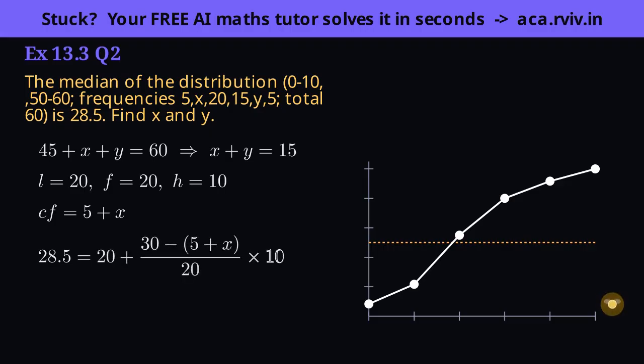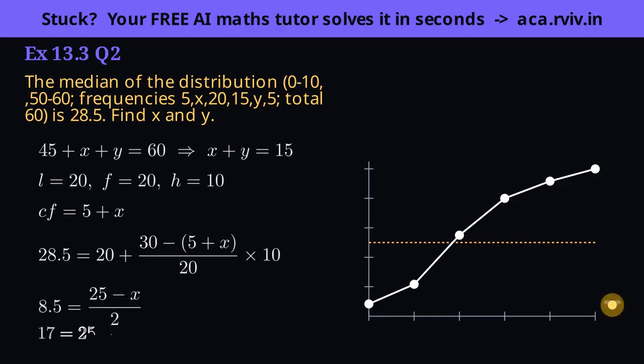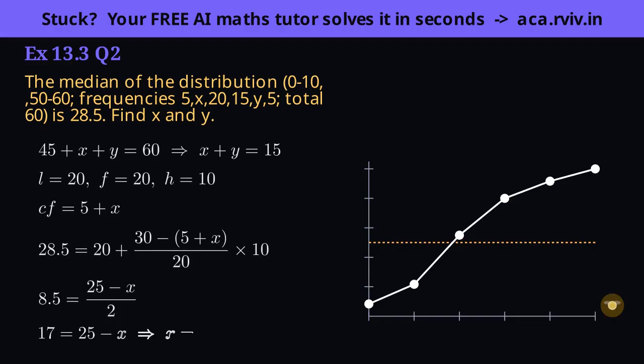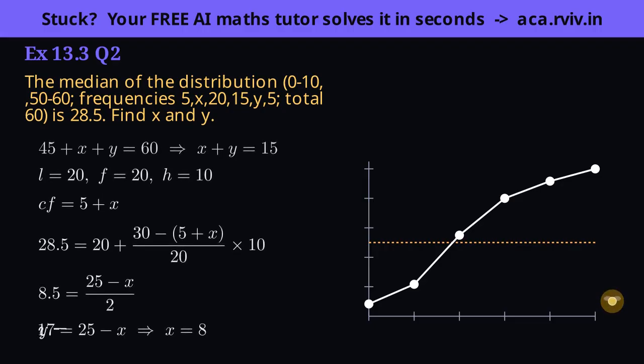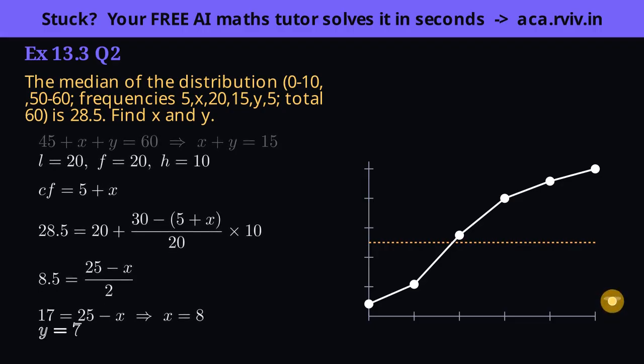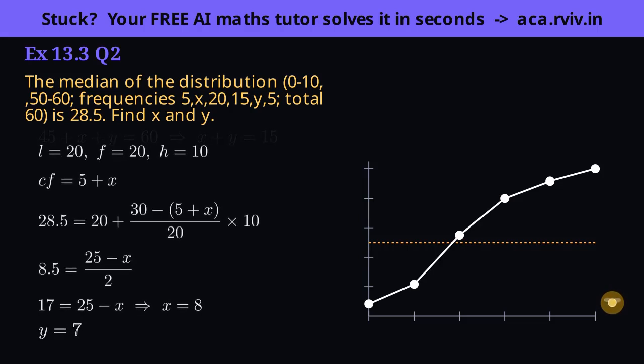N over 2 is 30. Subtract 20 from both sides and simplify the bracket. The 10 over 20 halves things, leaving 8.5 equals 25 minus x, all over 2. Multiply both sides by 2. 17 equals 25 minus x, so x is 8. Now back to the first equation. With x equals 8, x plus y equals 15 forces y to be 7.